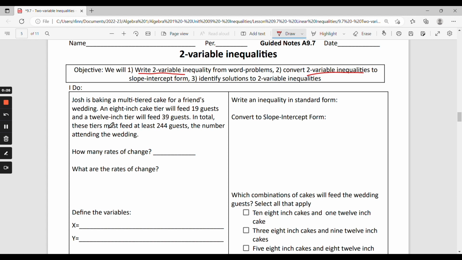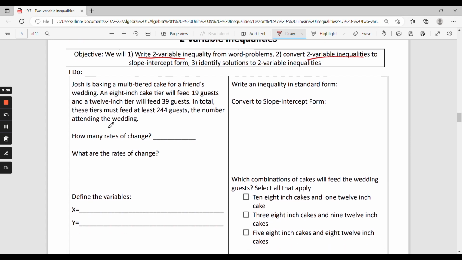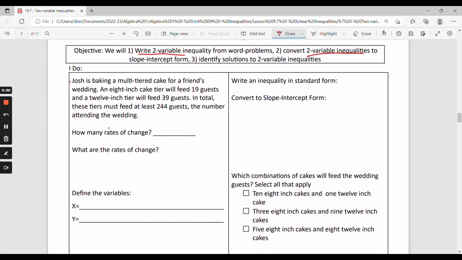So first, Josh is baking a multi-tiered cake for a friend's wedding. An 8-inch cake tier will feed 19 guests. That looks important, so I'm going to go ahead and underline that. And a 12-inch tier will feed 39 guests. Also looks important, so I'm going to underline that. In total, these tiers must feed 244 guests, the number that is attending the wedding.